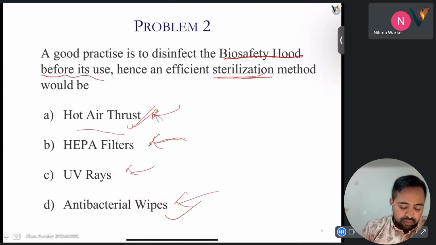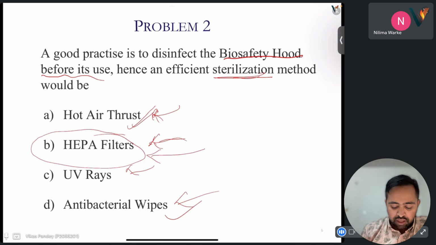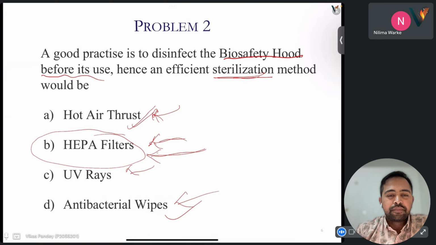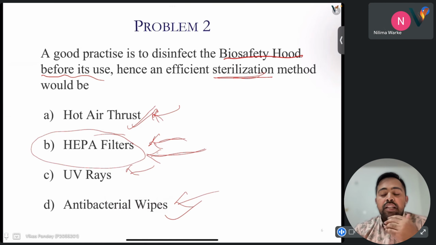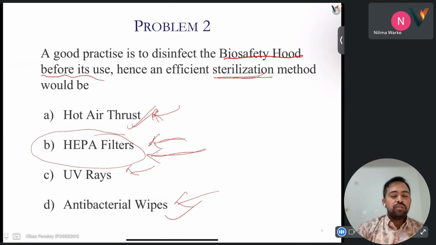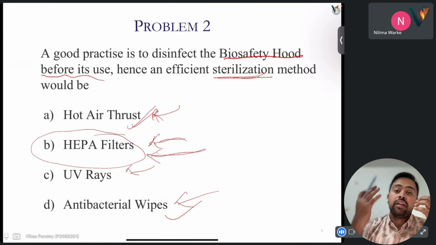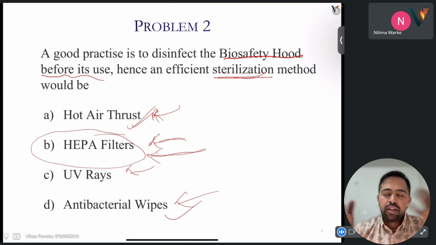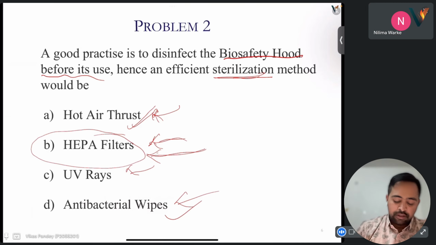And what is the problem with HEPA filters? Can we use a HEPA filter for this? A HEPA filter is a filtering device, right? It cleans the air, but it is more about particulate air contamination control. It is not related to sterilization. Though the big microbes, if they are in the air, will be filtered by the HEPA filter, it is not going to kill them. It is not going to sterilize them.